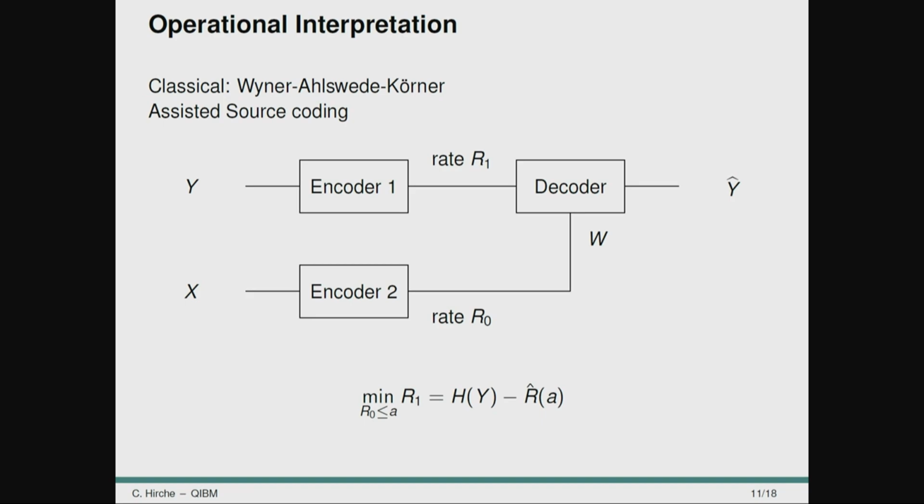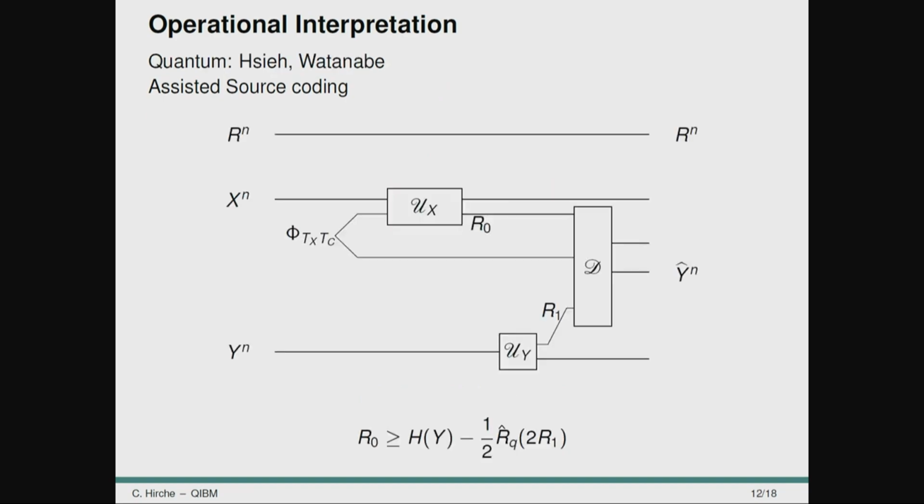And now we do the same thing in the quantum setting. So assisted source coding was investigated by Hirche and Watanabe. And the picture becomes a bit more complicated, but I think you can still find all the important elements. Just one thing is new, which is that now there's some entanglement assistance between the helper and the decoder. So yeah, let me just briefly give you an idea how the proof here works.